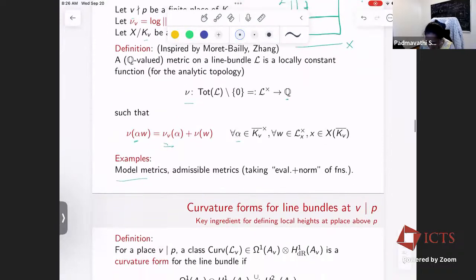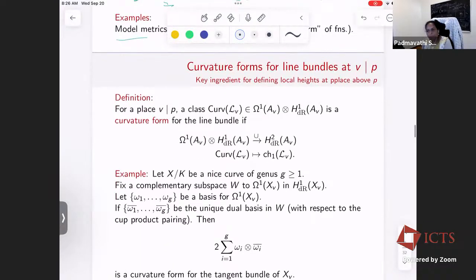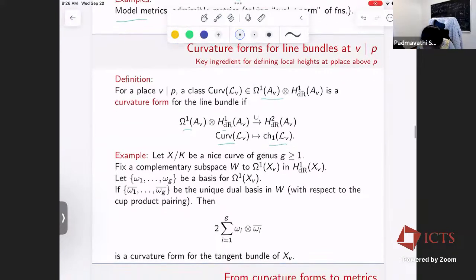The new ingredient is the local contribution at p, and for this you need the data of a curvature form associated to a line bundle. So what is a curvature form? Like I said before, it's a certain cohomology class that lives in global holomorphic differentials tensor H^1_dR, but it's a cohomology class that's closely related to the Chern class of the line bundle. So there's the cup product map from Ω^1 tensor H^1_dR to H^2. And the curvature form is a cohomology class that maps to the Chern class of the line bundle under the cup product pairing.